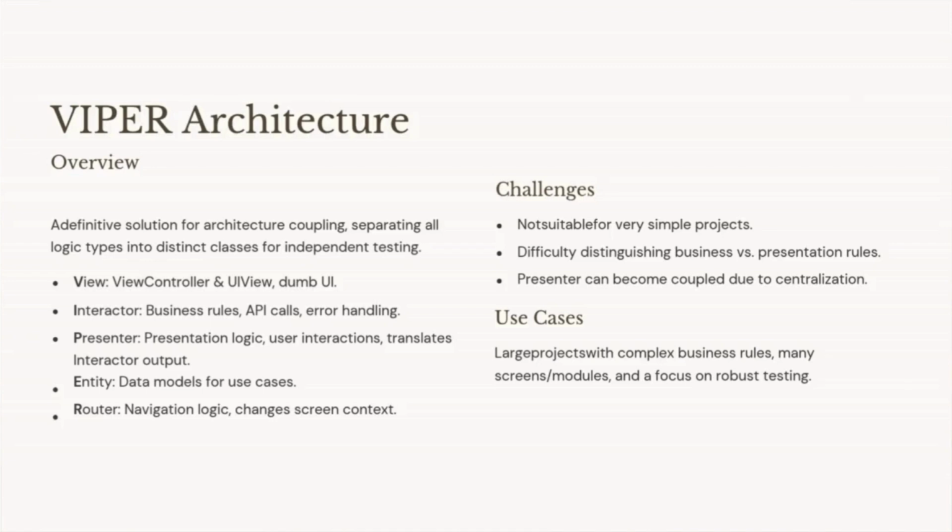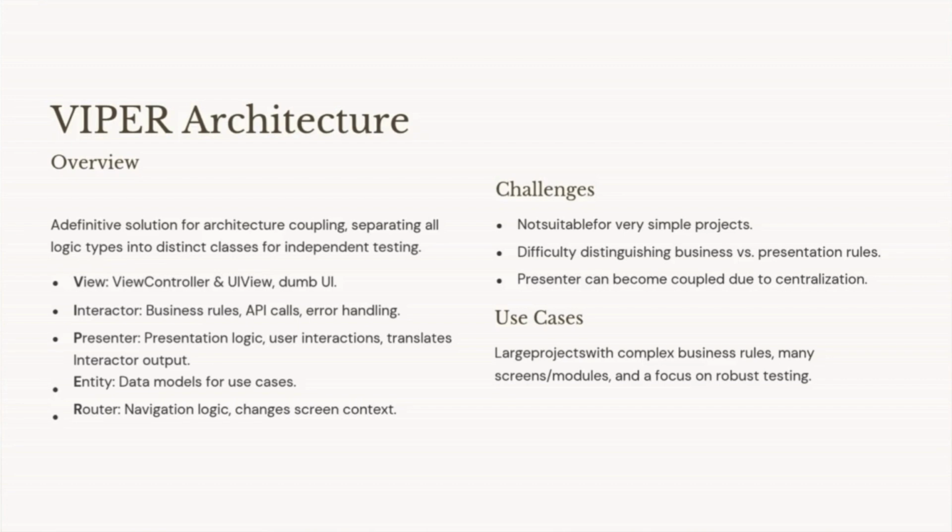And VIPER. VIPER comes as a definitive solution for architecture's coupling. This time you can separate all types of logic in each class. This way you can make totally independent tests, build mocks, spies and detect bugs much more easily. The VIPER abbreviation stands for 5 different layers: view, presenter, interactor, router and entity.